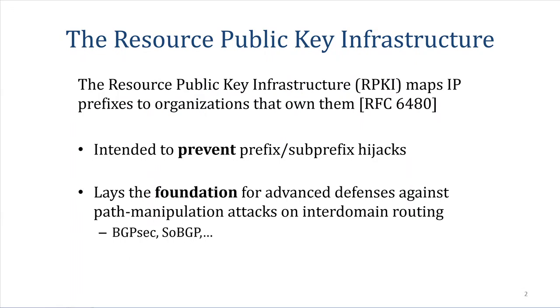So this talk is all about the RPKI. Let me first briefly introduce what the RPKI really is. The Resource Public Key Infrastructure, or the RPKI, maps IP prefixes to the organizations that own them. It is really intended to achieve two goals. The first is to prevent prefix and subprefix hijacks. And the second is to lay the cryptographic foundations that are required for more advanced mechanisms like BGPsec in order to protect against path manipulation attacks.